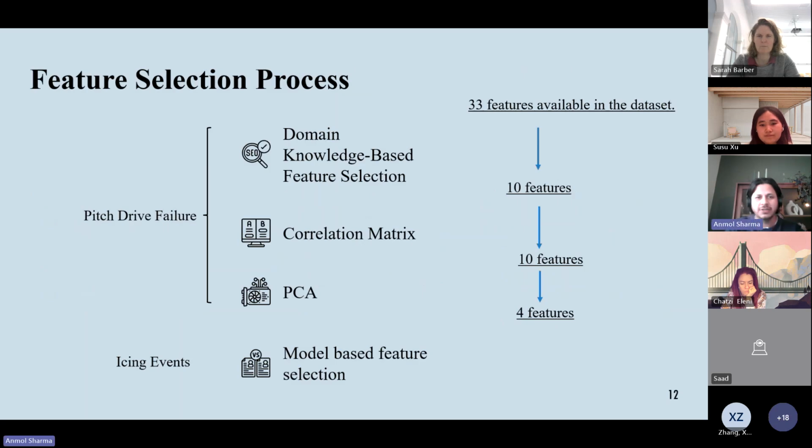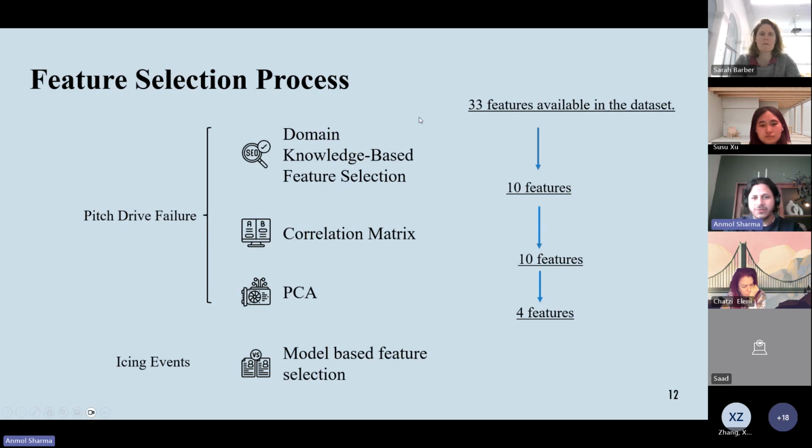For the feature selection process, I used 3 feature selection methods for the pitch drive failure and 1 model-based method for the icing events. First was domain knowledge-based feature selection. In the beginning we had 33 sensor features for the pitch drive failure, and by learning which sensors affect the pitch drive failure more, I came to the top 10 sensors which effectively affect the pitch drive.